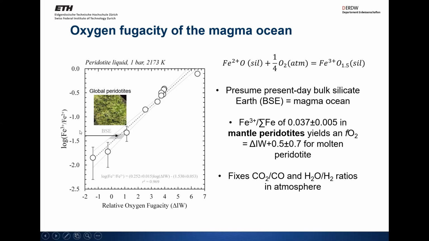Now, clearly, we can use this calibration curve then to read off what the oxygen fugacity of the atmosphere would have been given the iron 3+ to 2+ ratio that we measure in today's mantle. And this allows us to fix the CO2 to CO and the H2O to H2 ratios in the early Earth's atmosphere at this temperature.